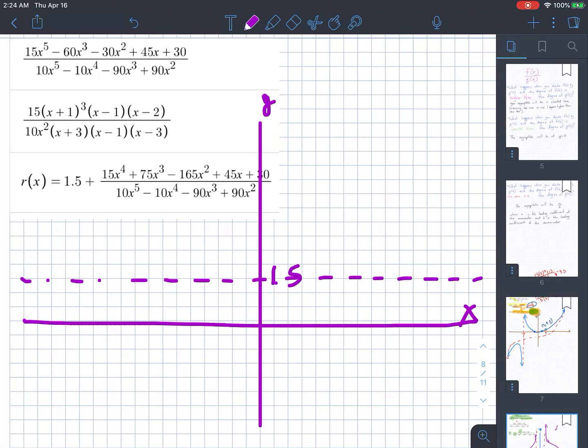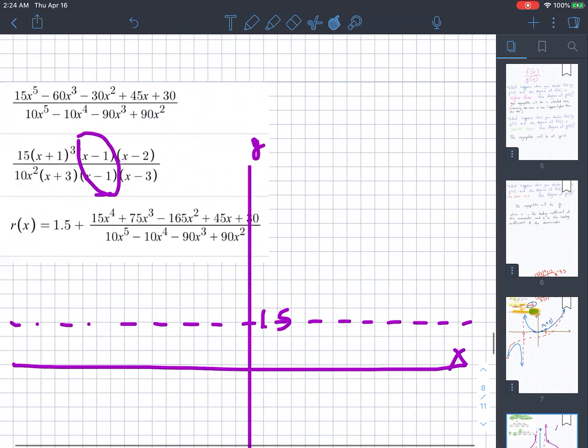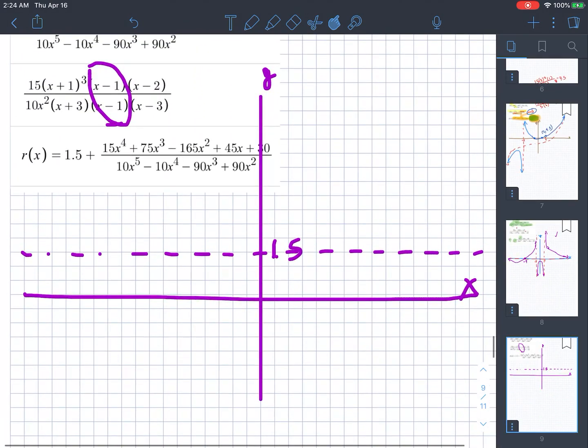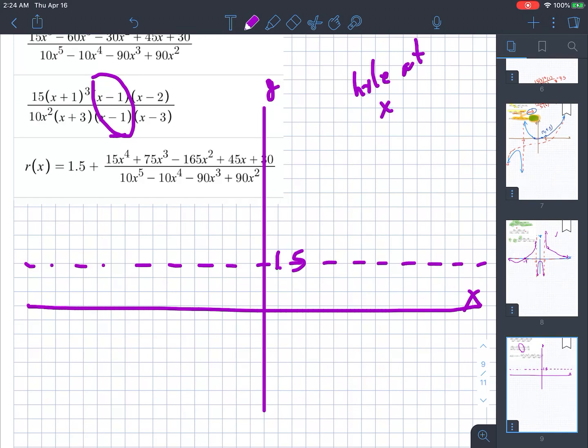There we go. I know I have an x minus 1 and an x minus 1 here in the factor form, so there's going to be a hole there. And did I forget to do the hole on that last one too? Oh no, I did it. Nice. Okay. X minus 1, x minus 1, so I know there's going to be a hole at x equals 1. Let's just write that down so I don't forget this time. Hole at x equals 1.